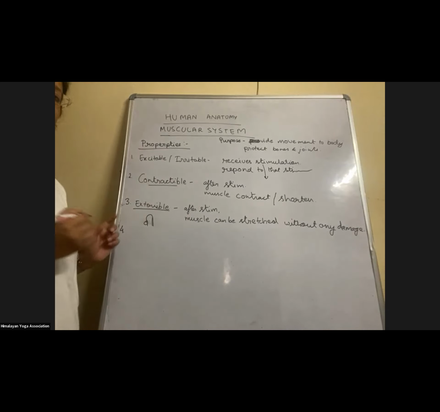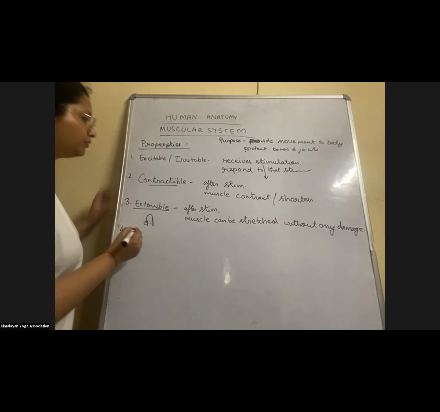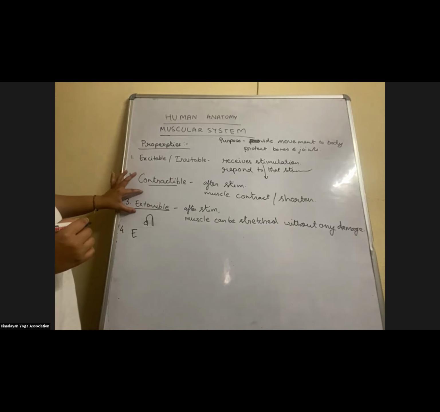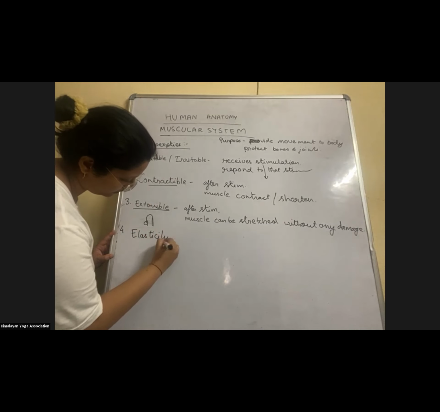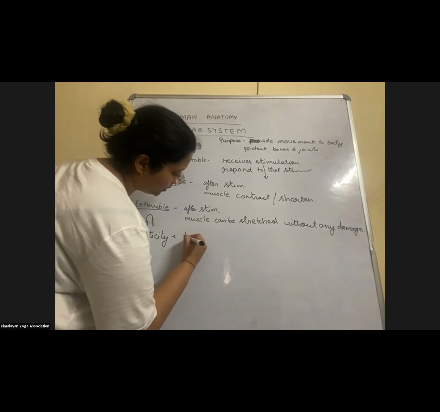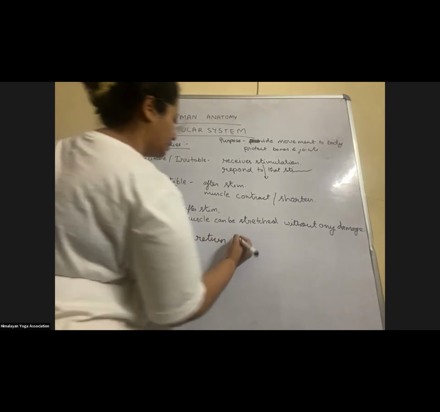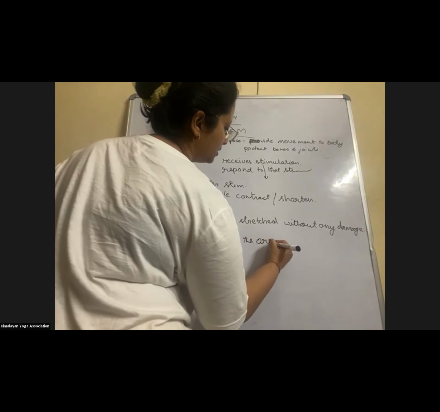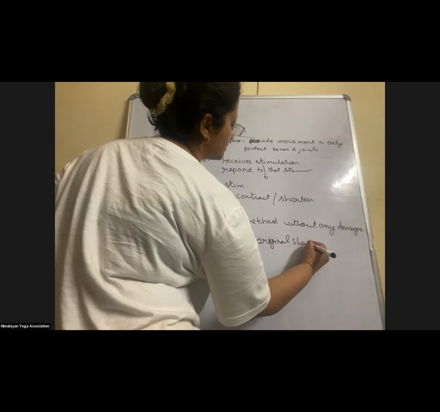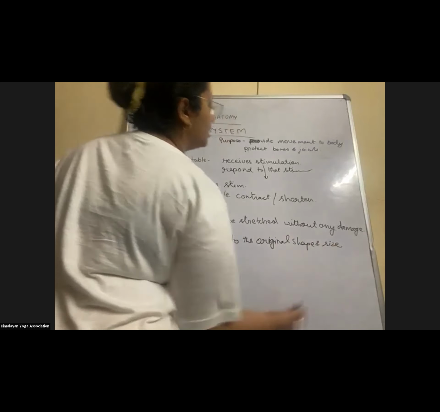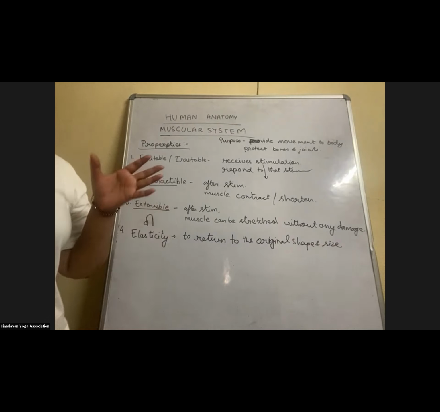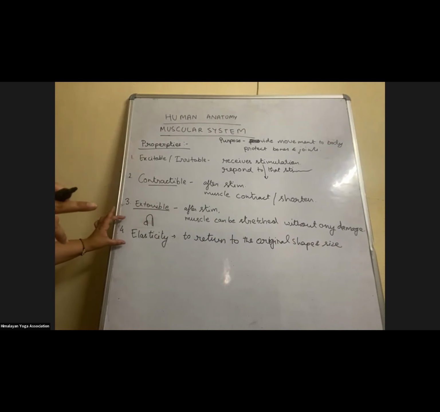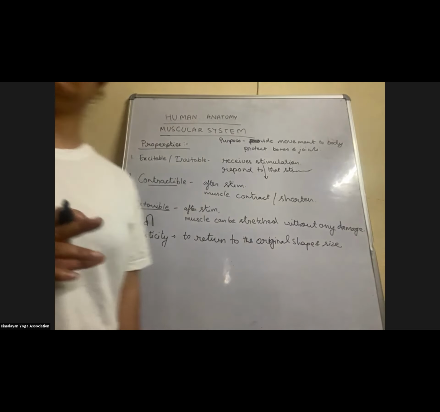Then we have the fourth property. That is very important. If they have contractibility and extensibility, then they should have this property, which is elasticity. It is the property to return to the original shape and size. When we do chakrasana, the anterior muscles are extending, the posterior muscles are contracting. Now, when we come out of chakrasana, the muscles show the property of elasticity. They go back to their original shape and size. I hope that is clear.